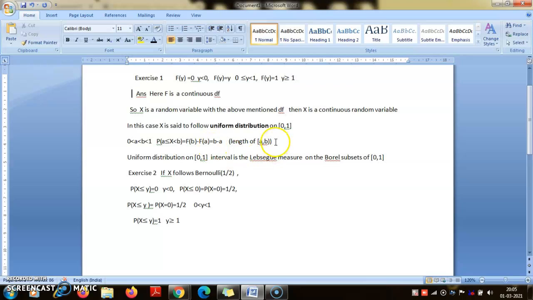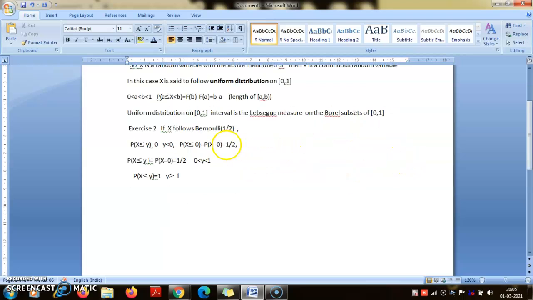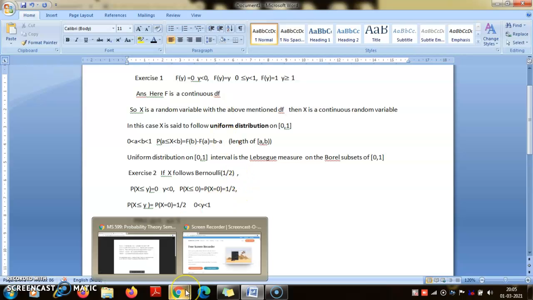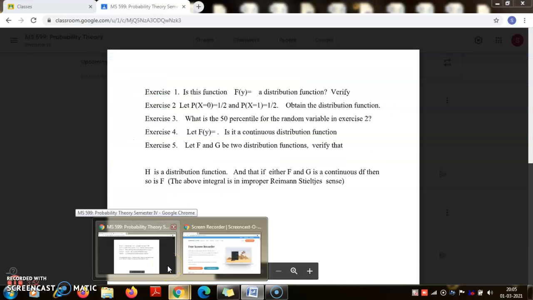Now this is length. So this distribution is actually the Lebesgue measure on the collection of Borel sets on [0, 1]. The Lebesgue measure restricted to Borel subsets of [0, 1], that is the uniform distribution. So this example is clear. If I give you a formula and ask whether it is a distribution function, you have been asked to verify the properties like right continuity, non-decreasing property, F(minus infinity) is 0, F(plus infinity) is 1, and so on.